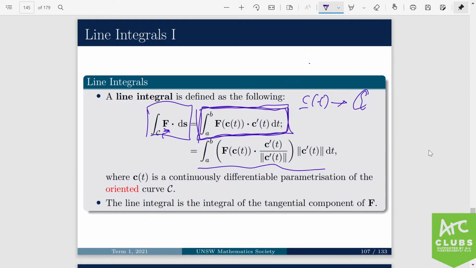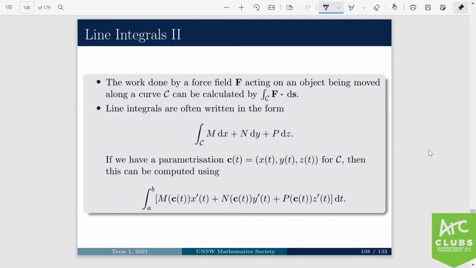I think they're mostly used in physics because when these are introduced, they mostly talk about flux, which is something to do with force fields, I think. I don't do physics, I don't know. Anyway, so the work done by a force field F acting on an object can be calculated using this line integral. So that's essentially the purpose. That's usually how we interpret line integrals. It's just calculating the work by a force field.